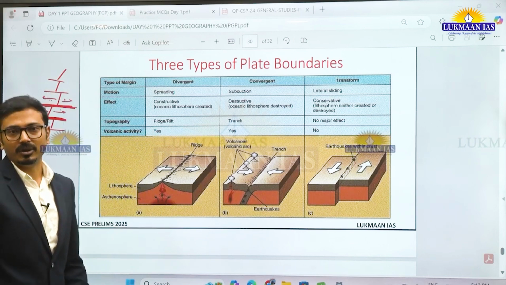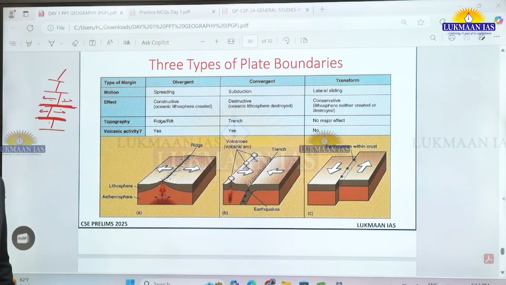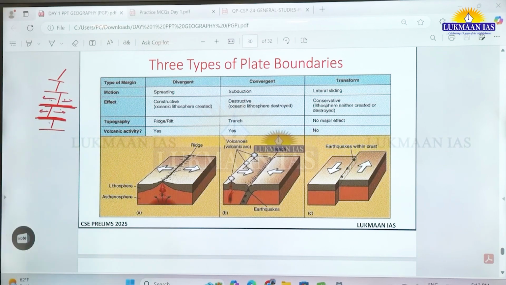That is why transform boundary is formed there. Understood? Did you understand how the transform boundary is formed?